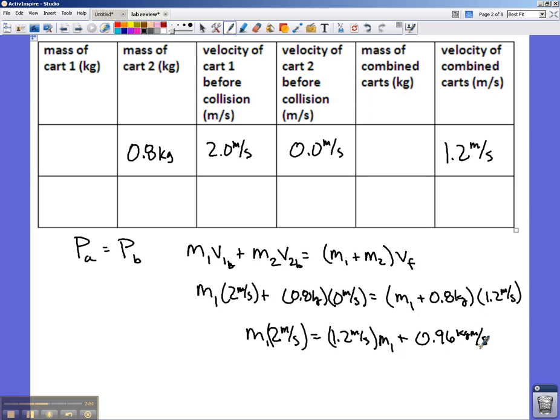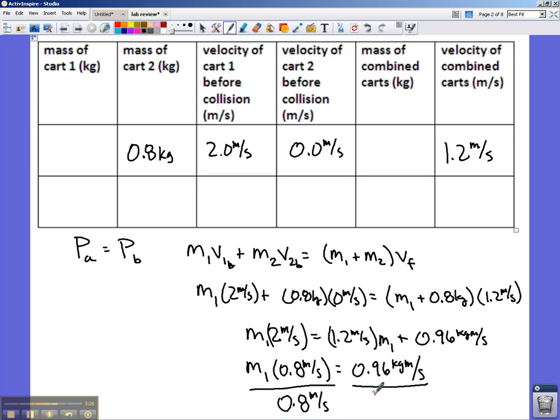Alright, and from here, now it's starting to look a little like something we might be able to solve. We need to get the m1s both on the same side. So this is being added to this, so I'm going to have to subtract it from both sides. And 2 minus 1.2 is 0.8. So I'm going to end up with m1 times 0.8 meters per second equals 0.96 kilogram meters per second. And now I can solve for m1 just by dividing both sides by 0.8 meters per second.